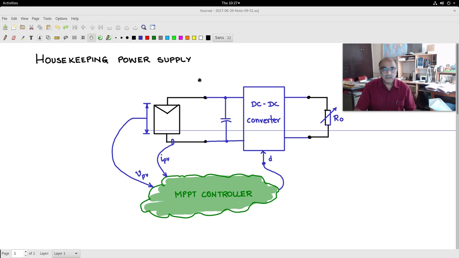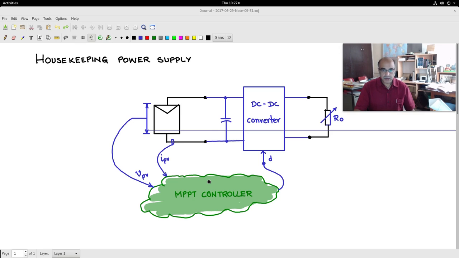We have discussed the DC-DC converter acting as a power interface between the PV source and R0 by impedance control, and we have also seen how the various MPPT algorithms operate.